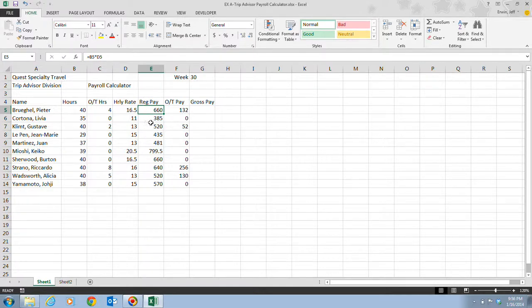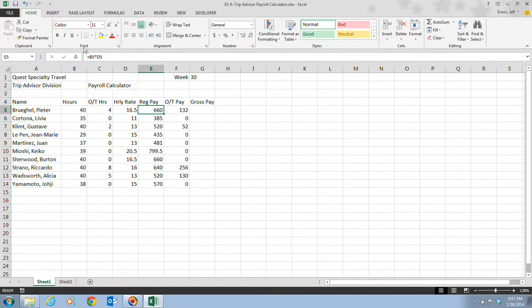Now, generally when you use Excel, you do want to use the cell references, and we'll talk about that here in addition, because you notice that we didn't have any numbers here except for B5 and D5. What this is showing us is that we want to take the amount here in B5, which is 40, and multiply it by the amount in D5, which is 16.5. So if we take 40 times 16.5, we end up with an answer of 660.